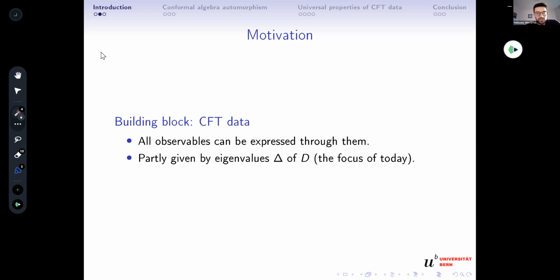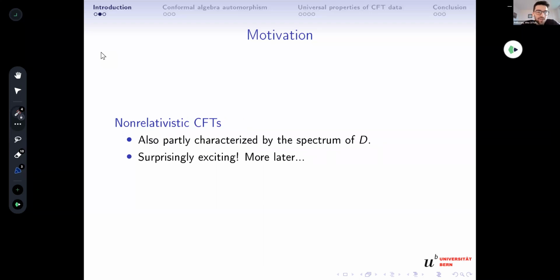And in particular, I want to focus on a subset of those building blocks, which are given by the eigenvalues of the dilatation operator. So the response of my quantum field theory under rescaling of the metric is characterized by the set of eigenvalues of the operator D, and I will call them the conformal dimensions delta. Okay. And we'll also talk about the non-relativistic avatar of this construction, because it has very surprising features, and this is actually the reason for my title for my presentation. But you will understand that in a couple of minutes, hopefully.